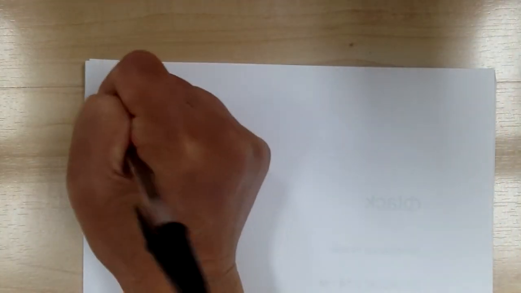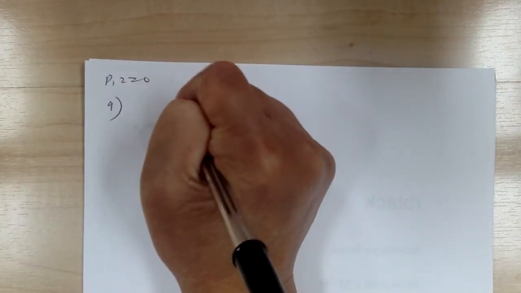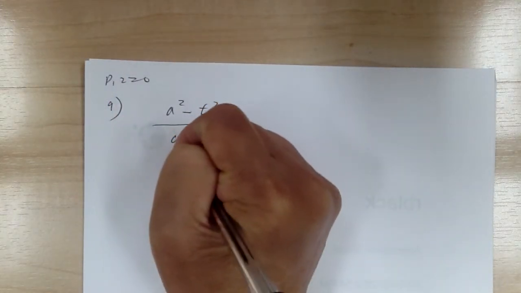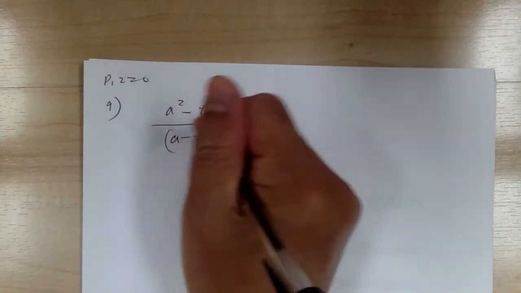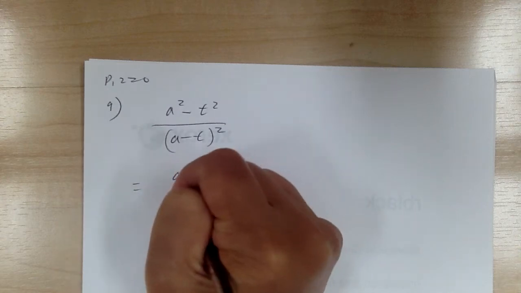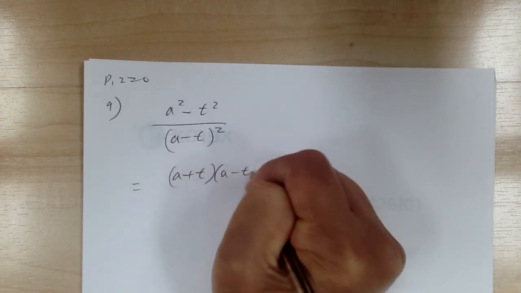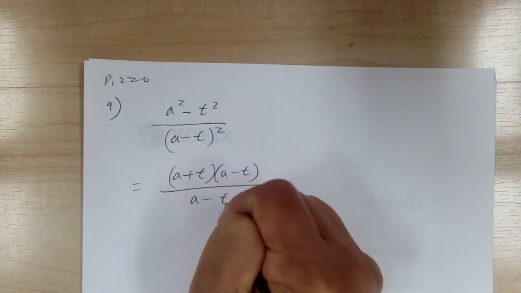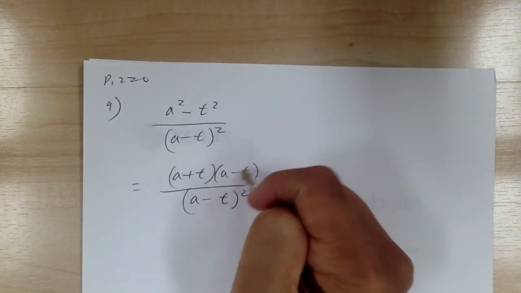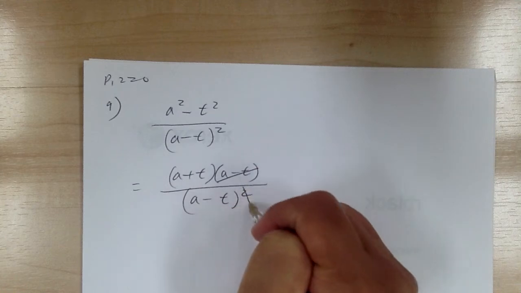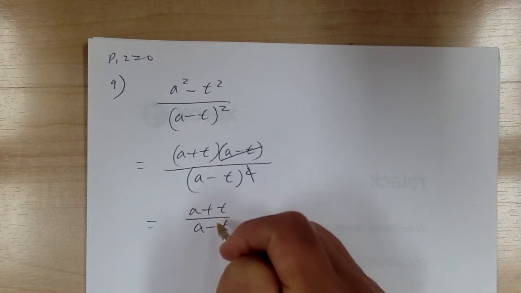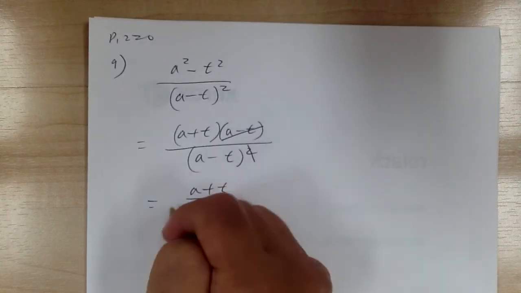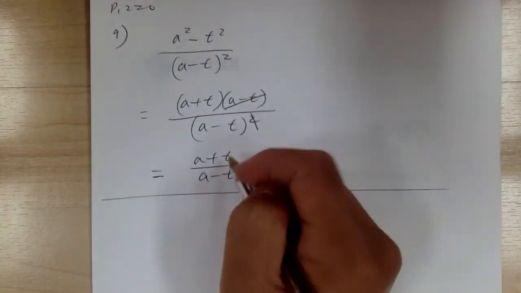Okay, let's go to number 9. You have a squared minus t squared over a minus t squared. So this is very similar to the previous problem. So go ahead and factor out the top. So you've got a plus t, a minus t. On the bottom you get a minus t squared. So a minus t will cancel out with one of these. So you end up with a plus t over a minus t. And again, reminder, do not cancel out anything because all these are terms. Okay, do not cancel out terms.